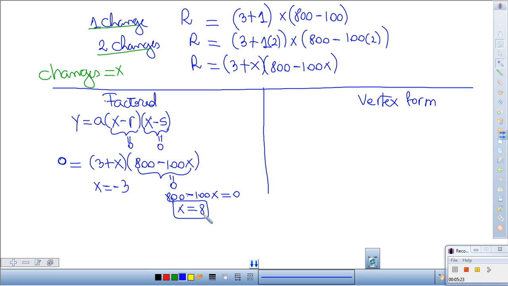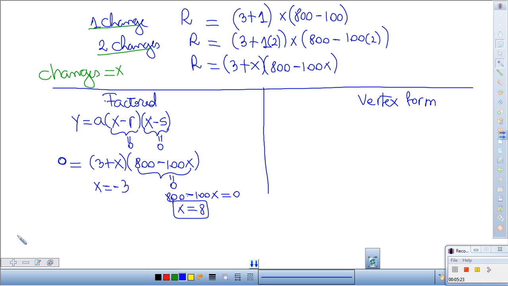So it takes 8 changes for this hockey arena to make absolutely no money. If they increase their price to $11, then they don't sell any tickets. They'll sell 0 tickets. So this number is not one that I desire. But somewhere between the -3 changes and the 8 changes, I have my axis of symmetry. I have the right number of changes that would maximize my revenue.